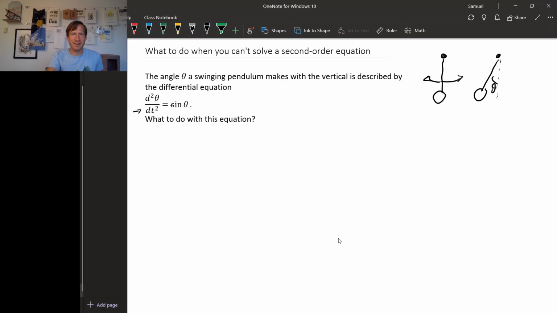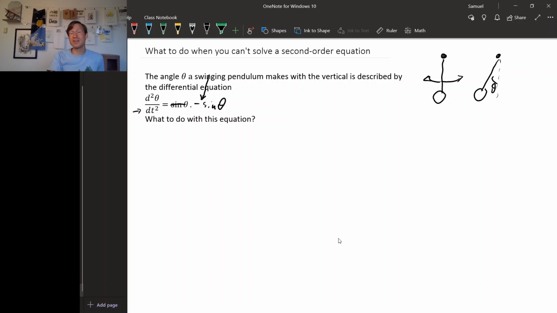Actually, I'm missing a minus sign. This should be minus sine theta. Also, I've neglected some constants that should be here. There should be some constants involving the mass of the pendulum bob, the length of the rod of the pendulum, and also the strength of gravity. But ignoring all of those, it doesn't qualitatively change what happens in this situation. This differential equation is extremely nonlinear because of the sine of theta instead of just theta.